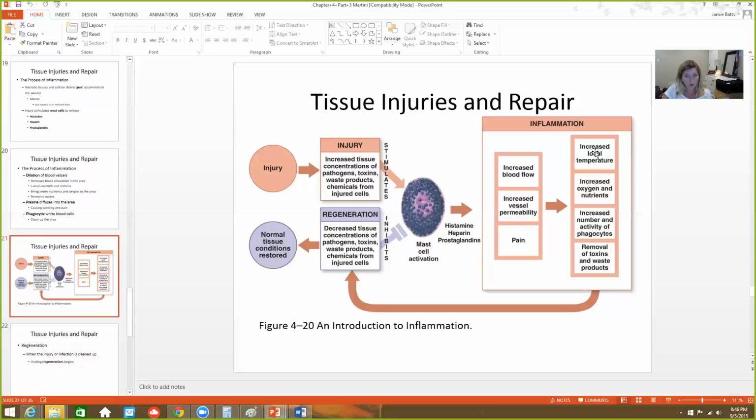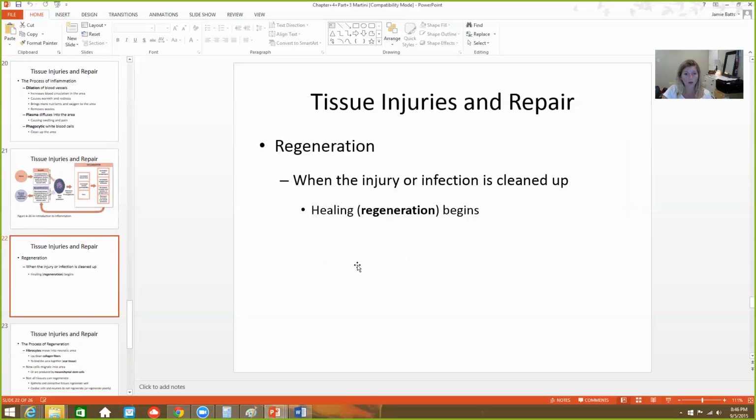You're going to have an increased local temperature, increased oxygen to the area because of the increased metabolic demand, increased number of phagocytes there gobbling things up like little Pac-Men, removal of all of the waste because the blood is flowing quickly through that area, trying to sweep everything out, and then this process of regeneration where that diseased tissue is becoming repaired and normal tissue is being restored. So once that injury and infection is cleaned up, that's when the healing and regeneration can occur.